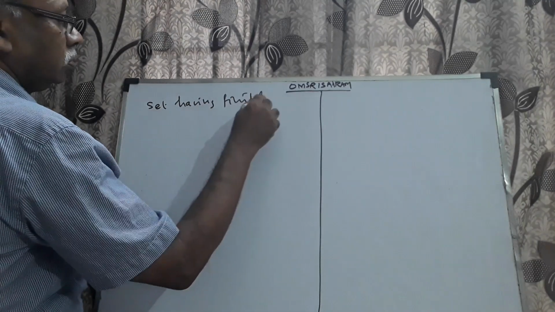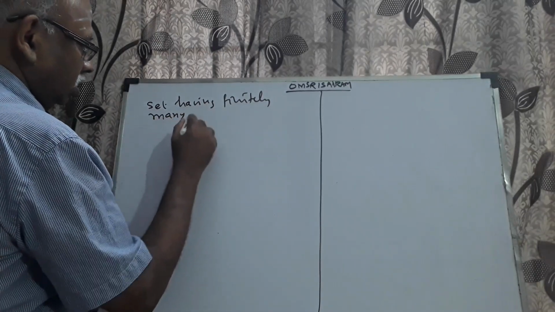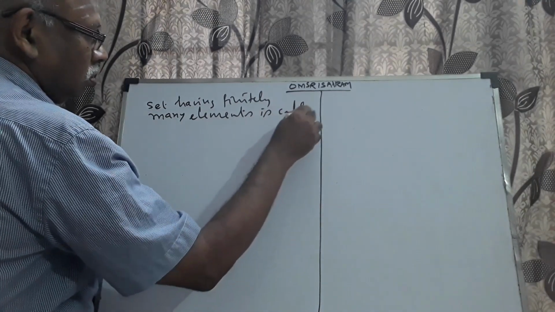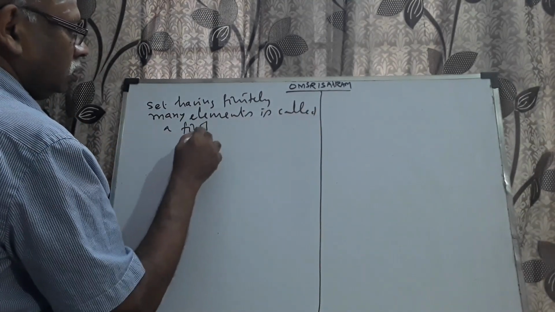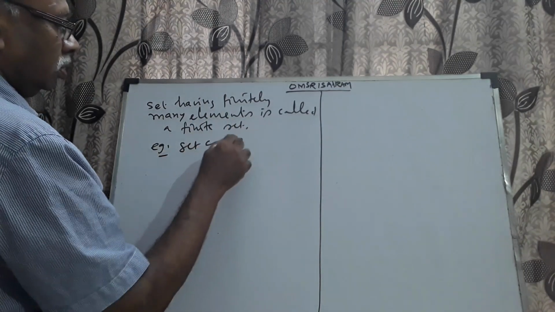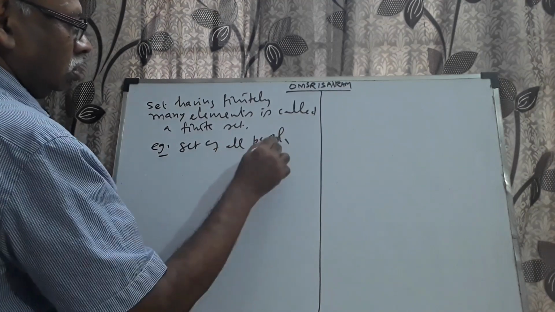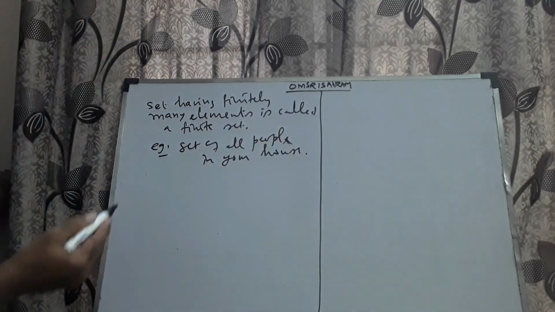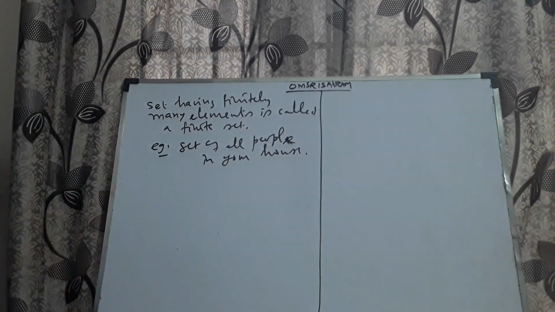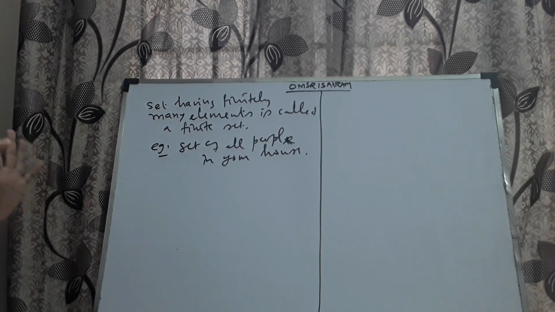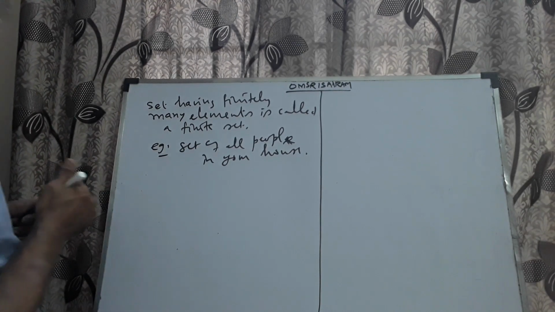First concept which we are going to see is a set having finitely many elements. It is called a finite set. Example, set of all people in your house. Maybe at the maximum you may have 10 people, depending upon your father, mother, brother, sister, everything. You can write the names also if you want. It will give you a finite number. Therefore, it's an example of a finite set.